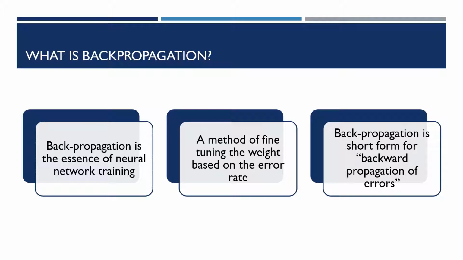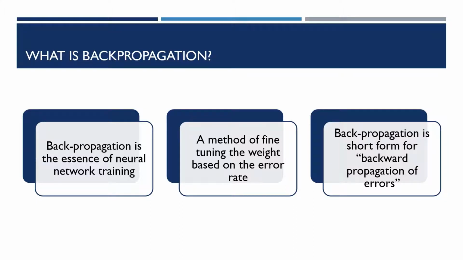What is backpropagation? Backpropagation is the essence of neural network training. It is the method of fine-tuning the weights of a neural network based on the error rate obtained in the previous epoch, or iteration. Proper tuning of the weights allows you to reduce error rates and to make the model reliable by increasing its generalization.